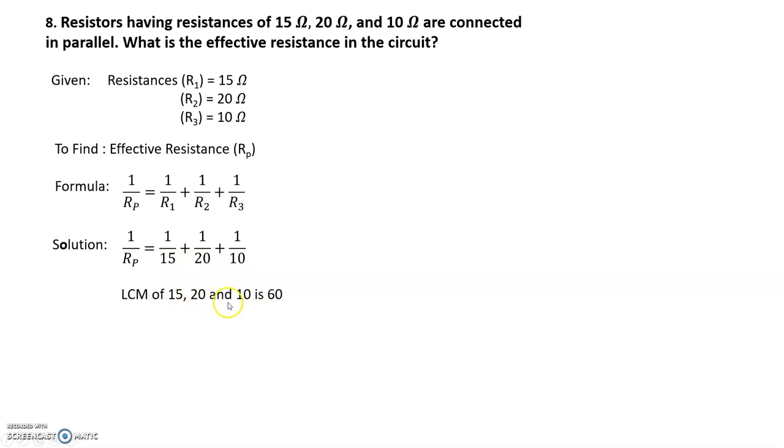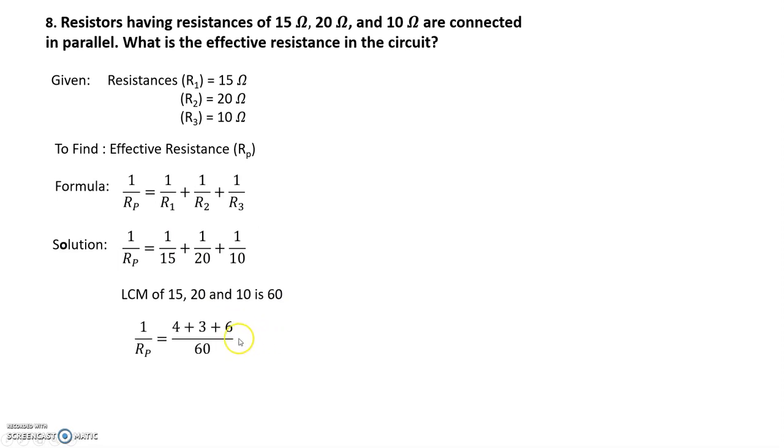So the LCM of 15, 20 and 10 is 60. You have learned this in maths. So now each of your denominators should become 60. 15 into 4 is 60, so 1 should be multiplied by 4 to give you 60. 20 into 3 is 60, so this 1 should be multiplied by 3. 10 into 6 is 60, so this one should be multiplied by 6.